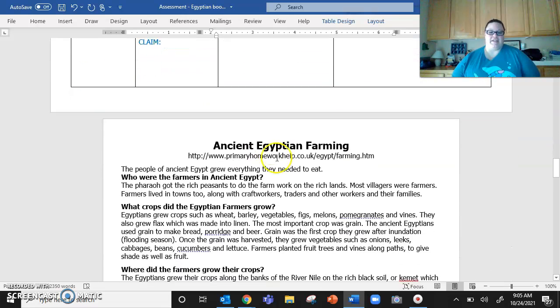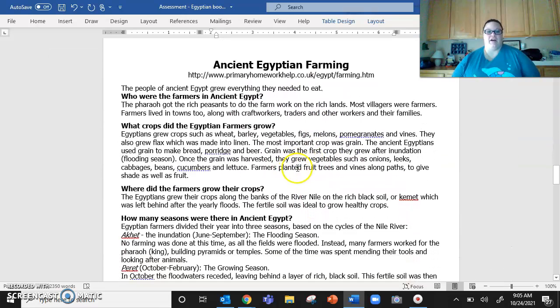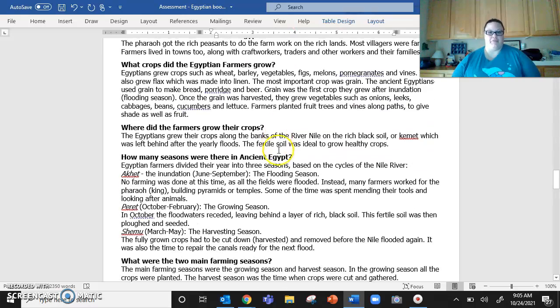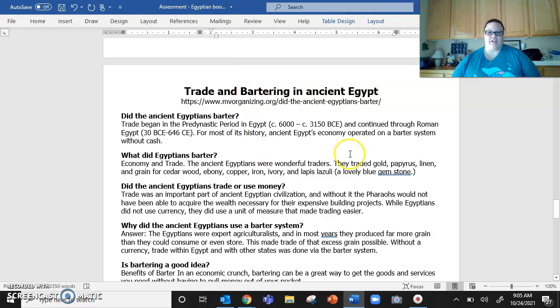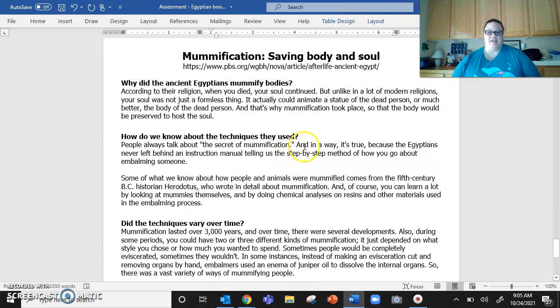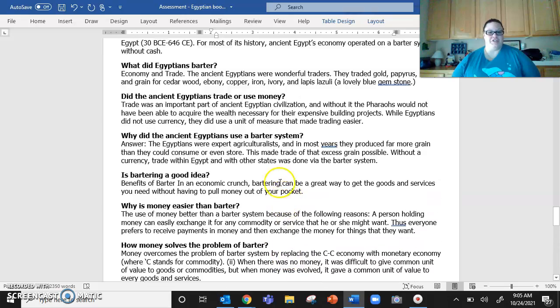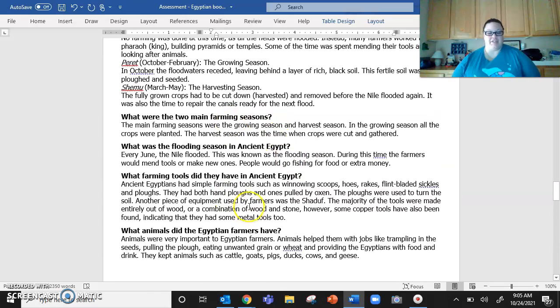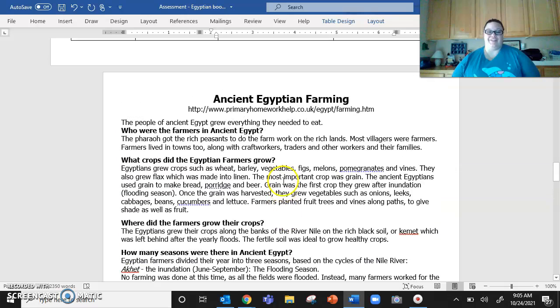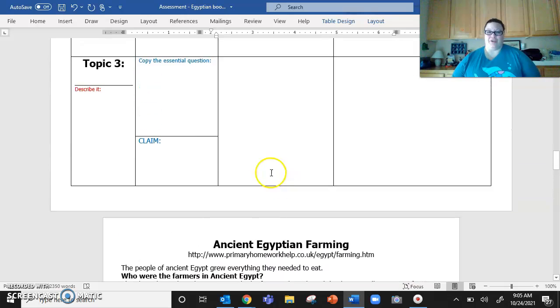If you are struggling, I have provided 3 different articles for you. So I've got ancient Egyptian farming, I have trade and bartering in ancient Egypt, and I have mummification. Okay, the answers to the essential questions are in each of these texts. And I found the text just by Googling the essential question.